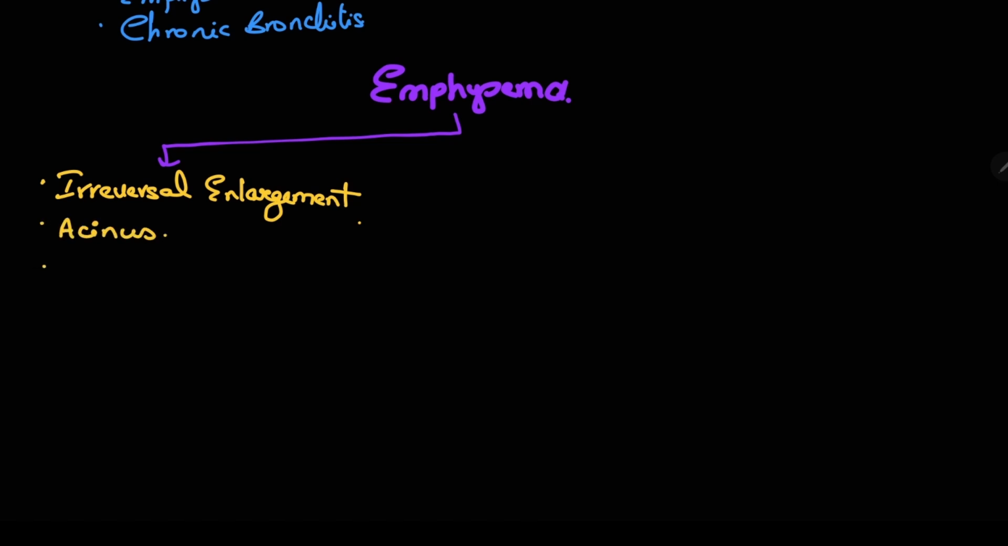Next one is, are there any specialties? Yes, there are two specialties. First one is destruction of the walls. Second one is, it is all happening without fibrosis. So the definition of emphysema is, it is an irreversible enlargement of the acini, okay, with destruction of walls and with no obvious fibrosis. So this is the definition of emphysema.